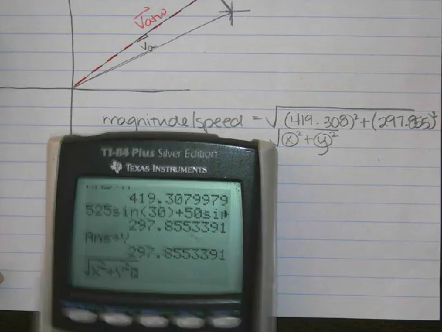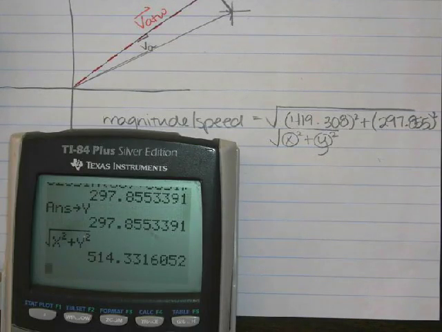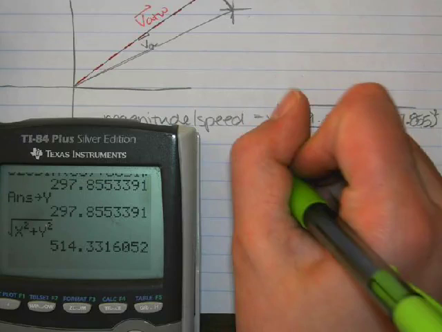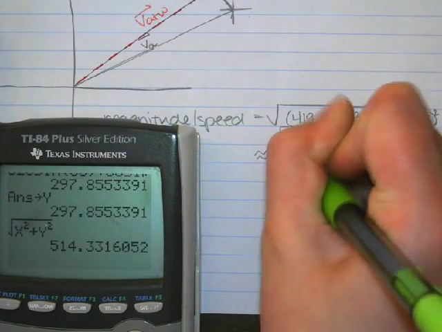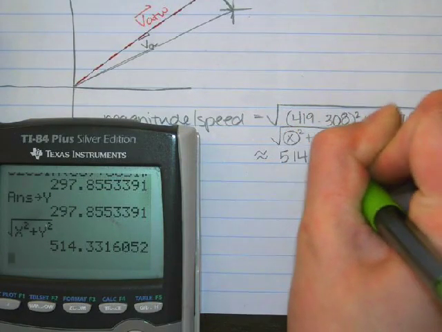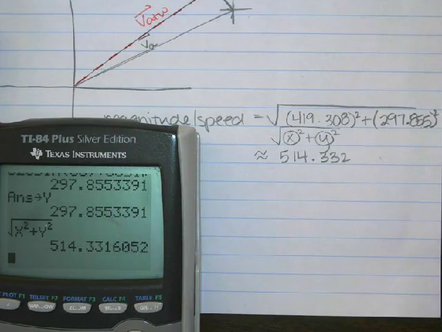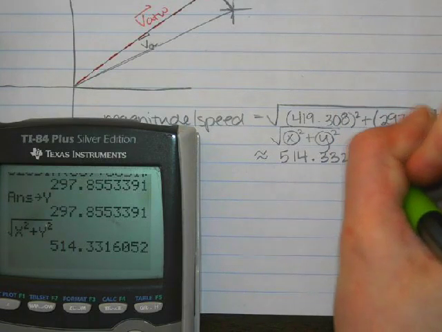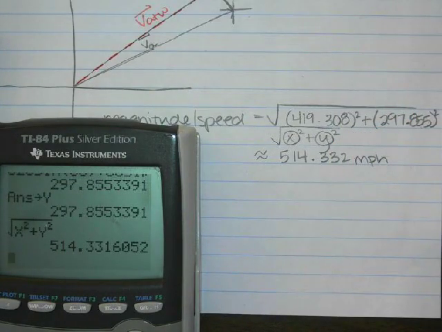Okay. All right, so what did we get? Okay, and what are the units on this? This is the speed. Miles per hour. Would it be squared or just like that? Miles per hour. All right.